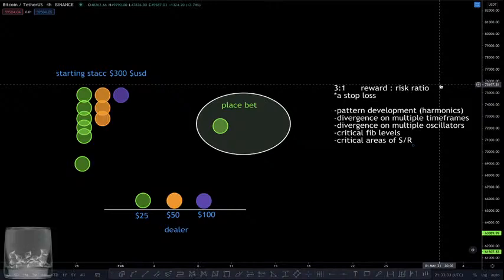We found divergence on both the RSI and the MACD. The harmonic hit a critical fib level, okay? We hit the 786 right where the harmonic completed its pattern, and the divergence was there on the oscillators, right? And what else? We were hopefully at a critical area of support resistance. So this is how we create an edge, like in the casino where maybe you really figured out how to count cards good, okay?